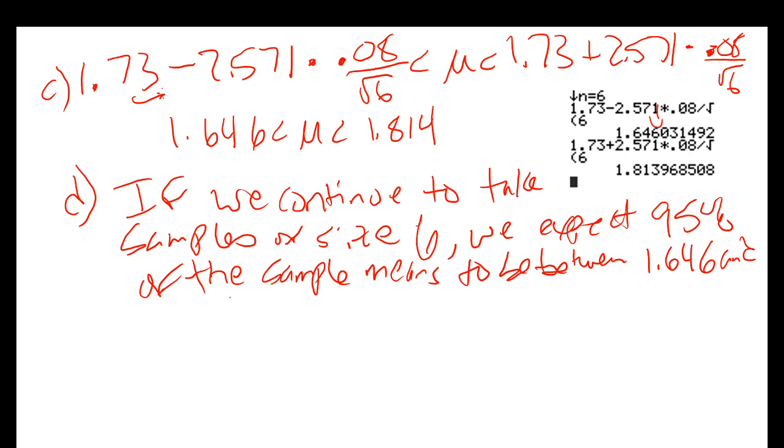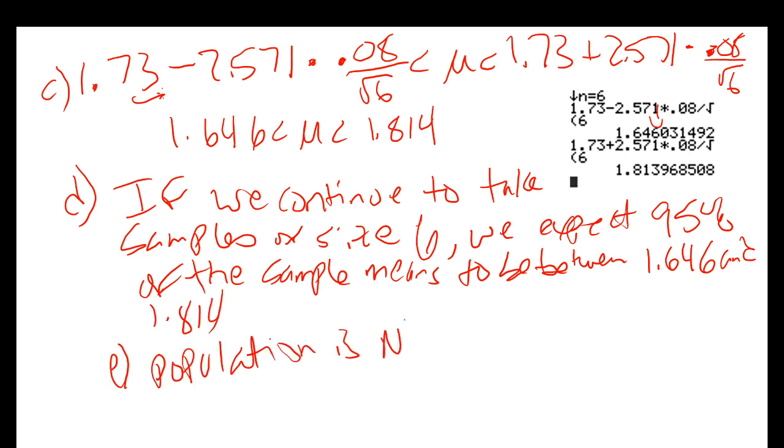Part E: population is normally distributed, and sigma is unknown.